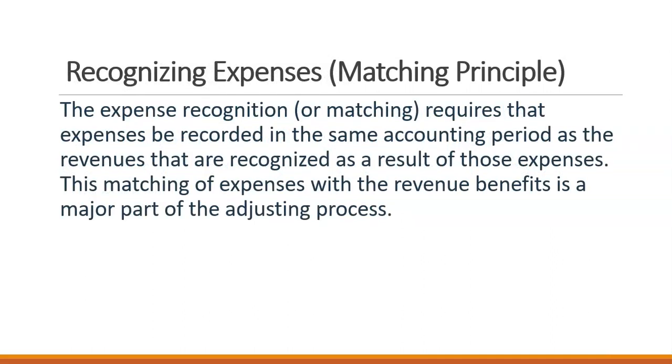And with this matching principle, we're recognizing expenses. So what the matching principle states is that expenses are recorded in the same accounting period as the revenue. So we match expenses to revenues. When this happens as part of the accounting cycle, it's called an adjusting process.